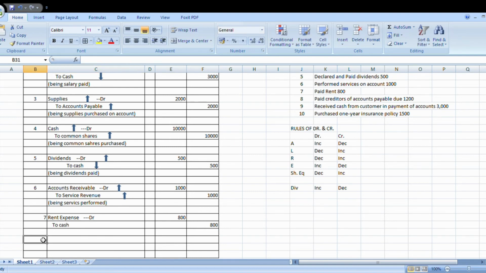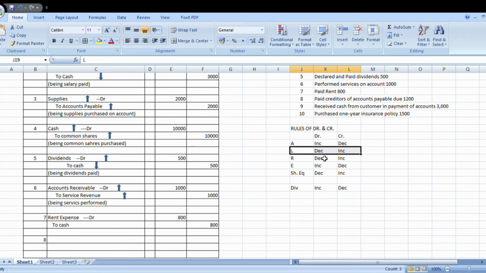Next is paid creditors of accounts payable due 1200. Now you have paid creditors of accounts payable due 1200. Since you have paid, your cash has gone out and your liability of accounts payable has also reduced. Accounts payable is your liability.